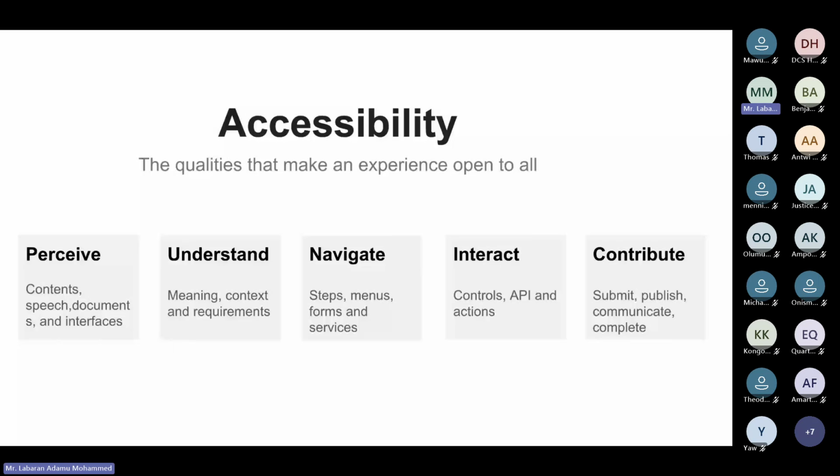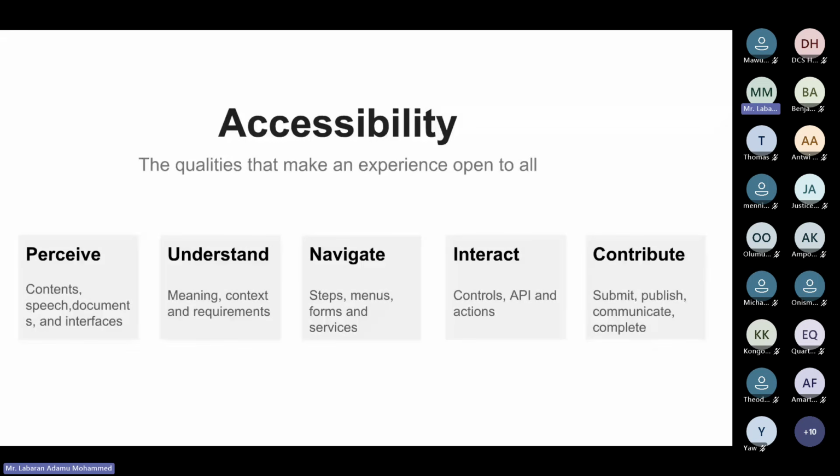When they say perceive, can the people you are building this product for, your users, perceive and understand the content at all? That is the text, the speech, the document, or even the screen. We talk about navigate. Can they also use the mouse? Can they fill the forms? We talk about contribute. Let's say a person is filling a form. Can the person submit the form? Can the person publish the form? And understand is quite self-explanatory.